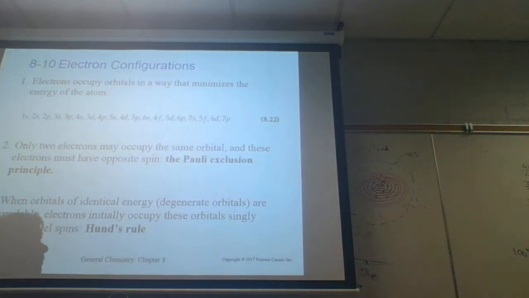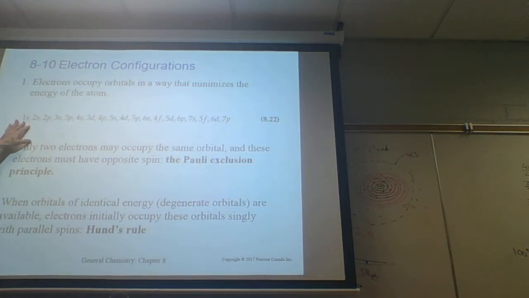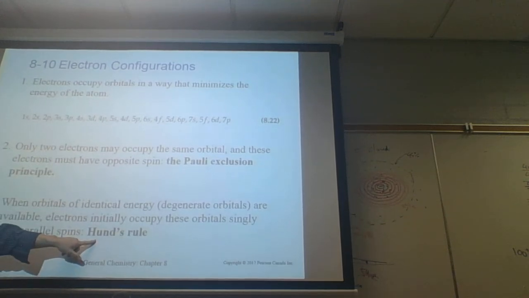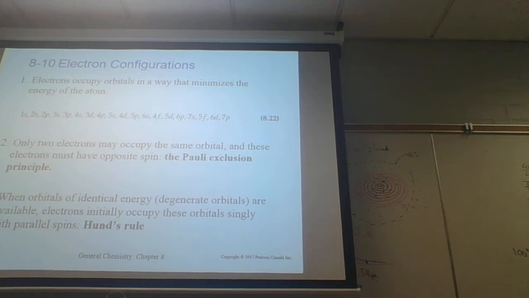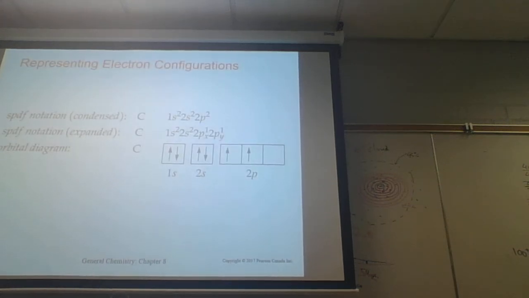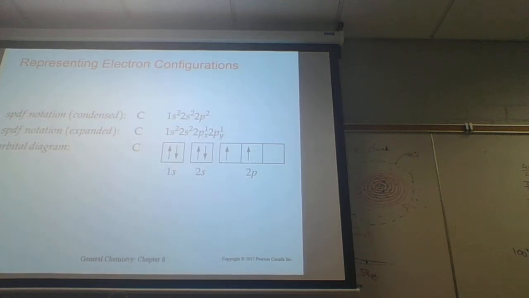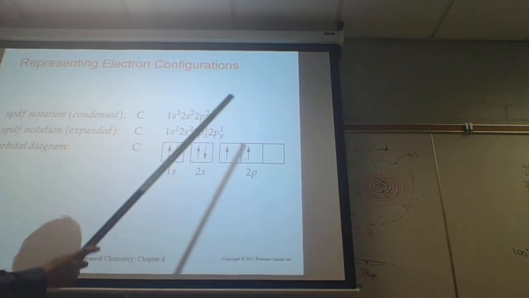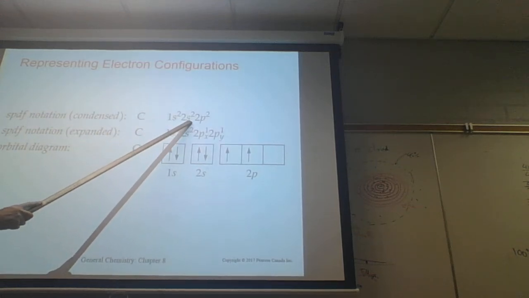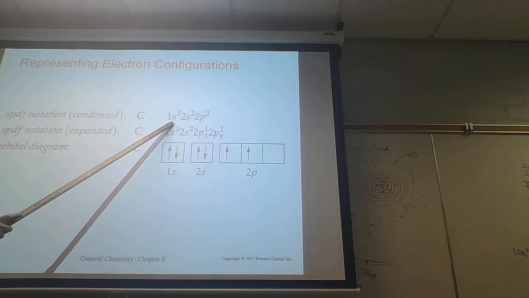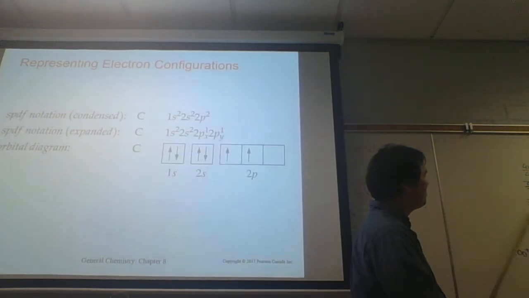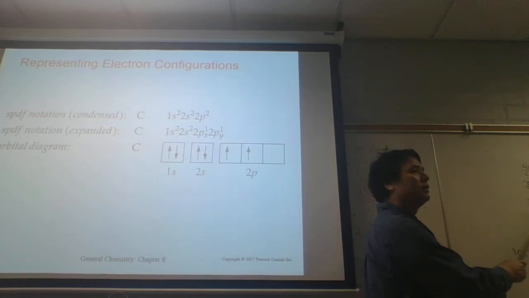All right, so we have the Aufbau principle. We have the Pauli exclusion principle. We have Hund's rule. And there are different ways of representing this. The electron configuration is the least informative. This is the most informative because we can see the gaps between the orbital energies.